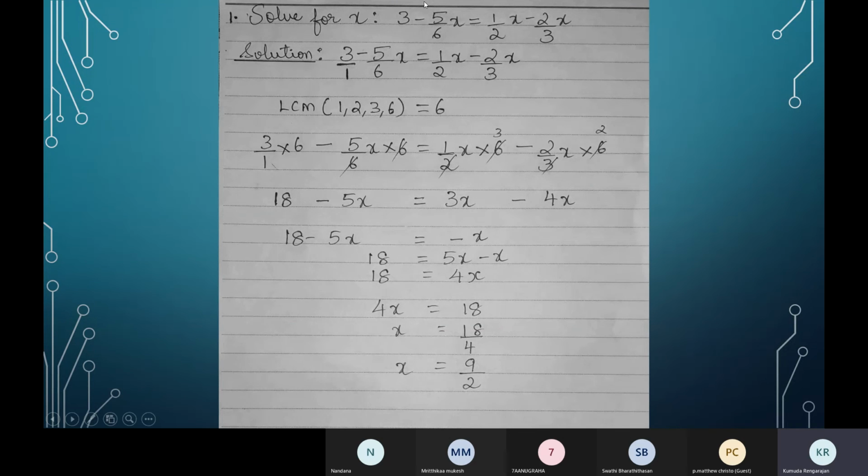So now 3 is written as 3 by 1, and the remaining terms as they are. That is, since we see fractions here, 5 by 6, 1 by 2, 2 by 3, we wish to write 3 also as a fraction, 3 by 1. Next, look at the denominators.